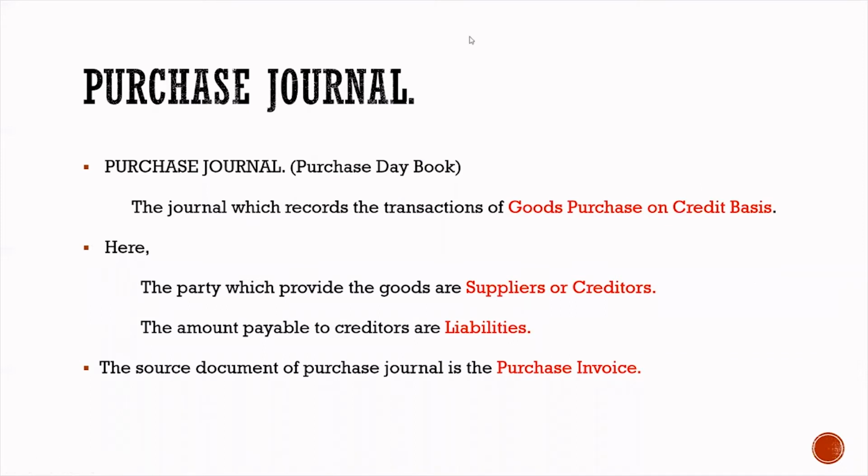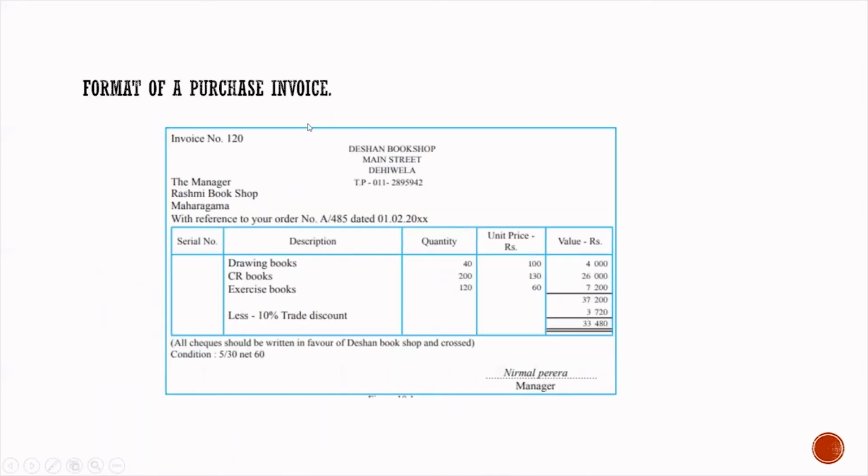So the party which provides us goods on credit is the creditor or the supplier. If the supplier is giving us goods on credit, we call him a creditor. And the amount payable to him is a liability. To be exact, it is a current liability. The source document of the purchase journal is called the purchase invoice. So this is the format of the purchase invoice.